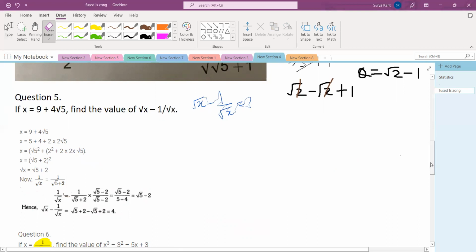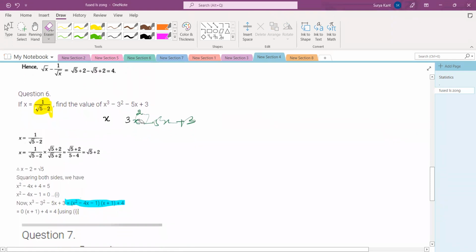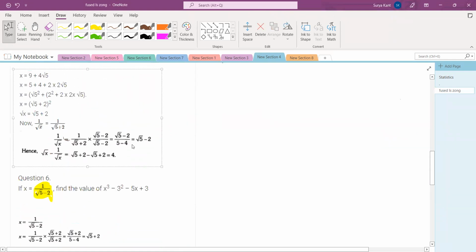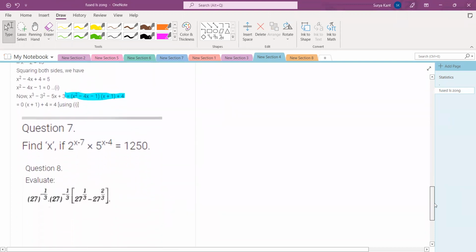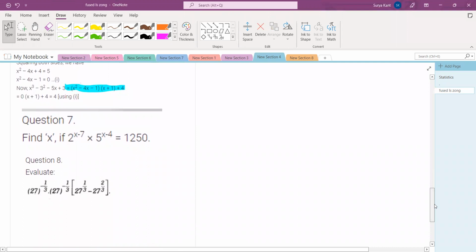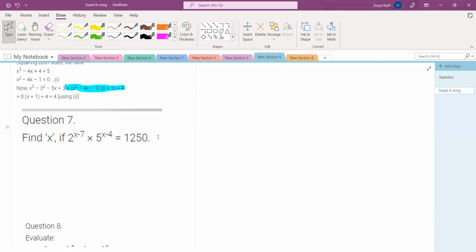Next one, we have done this one also. Then question number 7, what we have done. 7th, I gave homework, these two questions I gave as homework, right? Do you remember? You have solved, all of you? These two questions I gave as homework. Find x if 5 to the power x minus 7 and 5 to the power of x minus 4 is equal to 1250.